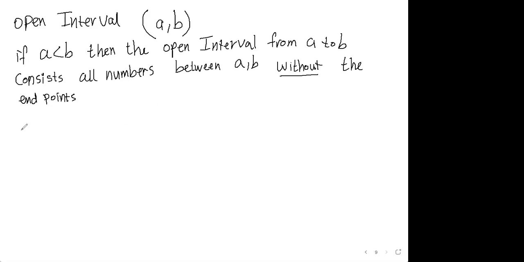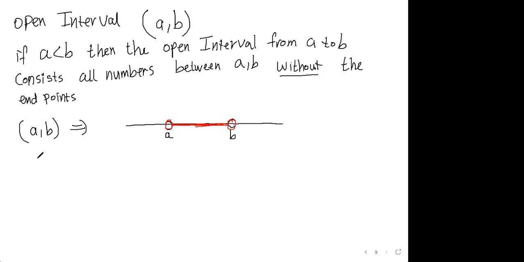How can I graph it? Okay, so (A, B). How can I graph this one? I draw a real line. This is A. This is B. A is open, and B is open. Open means it is not inside. A is not inside the interval. So this is open, this is open. Everything between A and B is inside the interval.